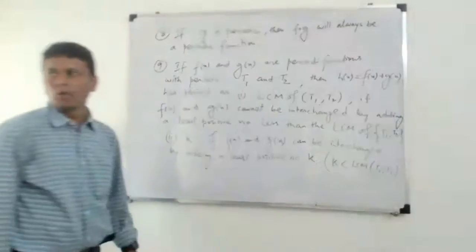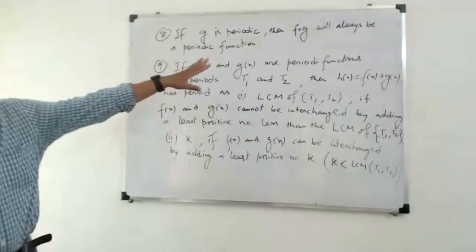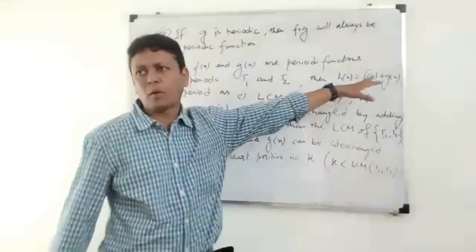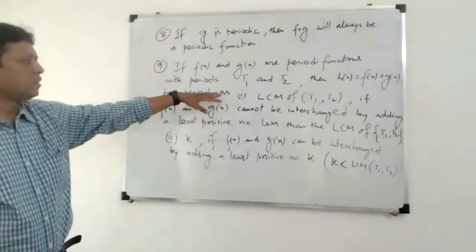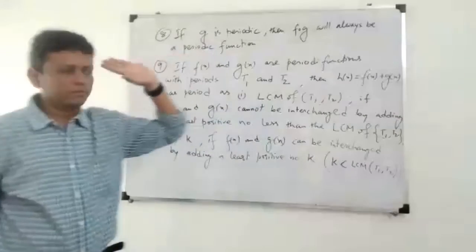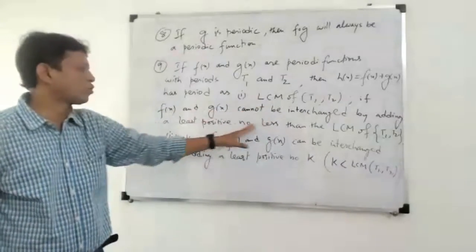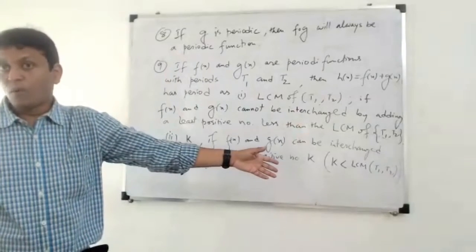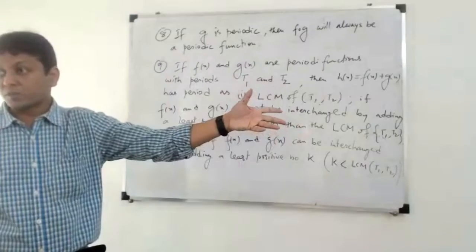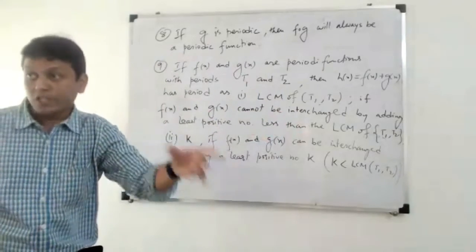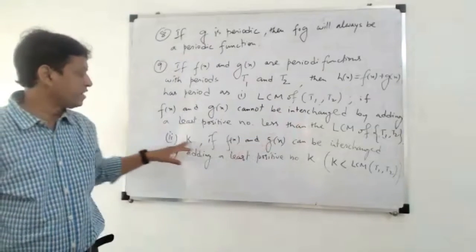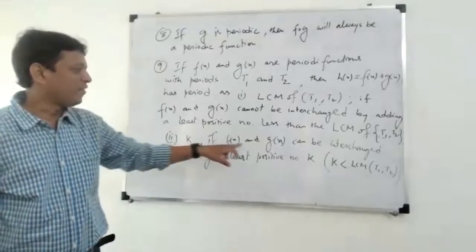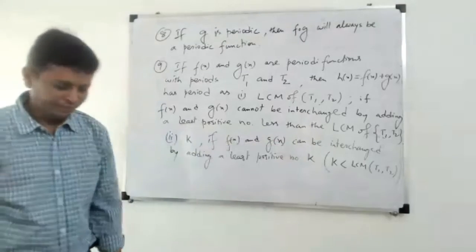So f(x) and g(x) are two periodic functions with period T1 and T2, and h(x) is a linear combination; I'm taking a simple one, f(x) plus g(x). The period will be the LCM of T1 and T2 if f(x) and g(x) cannot be interchanged by adding a least positive number less than the LCM of T1 and T2. But if they can be interchanged, like the last example, mod sin x and mod cos x, x plus pi by 2 changes sin x to cos x and cos x to sin x. In that case the period will be K, so the period is pi by 2.